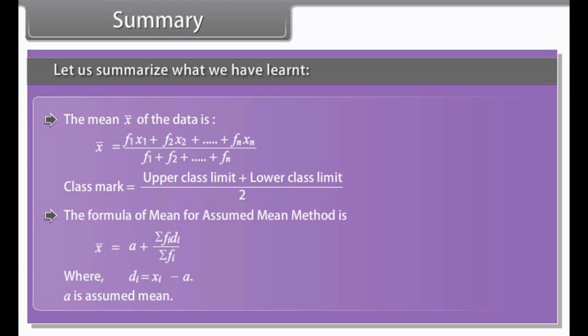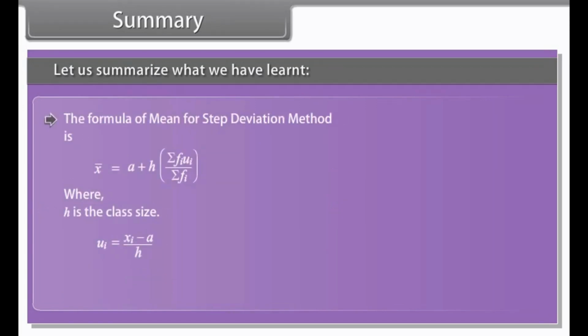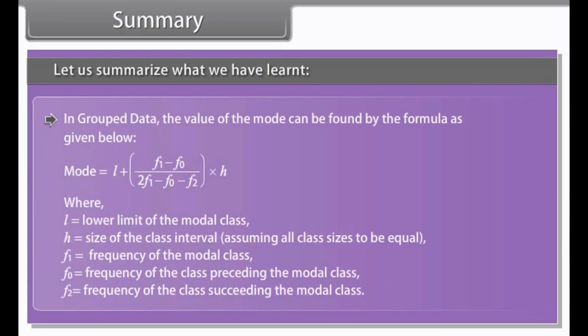In grouped data, the value of the mode can be found by the formula as given. L plus (f1 minus f0) divided by (2f1 minus f0 minus f2) multiplied by h, where L is equal to the lower limit of the modal class, h equals size of the class interval, assuming all class sizes to be equal, f1 equals frequency of the modal class, f0 equals frequency of the class preceding the modal class, f2 equals frequency of the class succeeding the modal class.